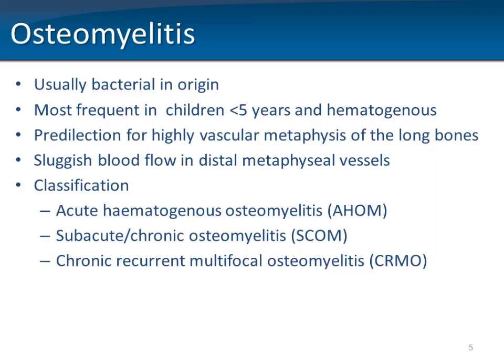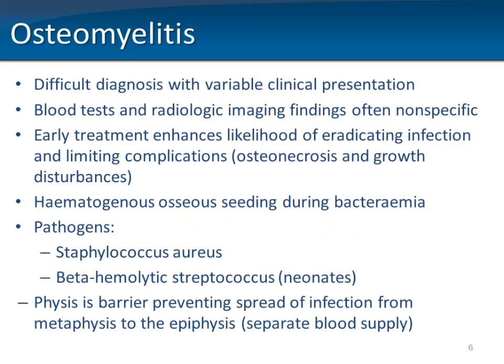So osteomyelitis is usually bacterial in origin. It's most frequent in children below the age of 5, and its spread is hematogenous. So there is a very high predilection for the vascular metaphysis of the long bones. Why? Because this blood flow gets sluggish in the distal metaphyseal vessels. It is usually classified as being acute or subacute or chronic. And then, as I said, chronic recurrent multifocal osteomyelitis is somewhat of a separate disease entity.